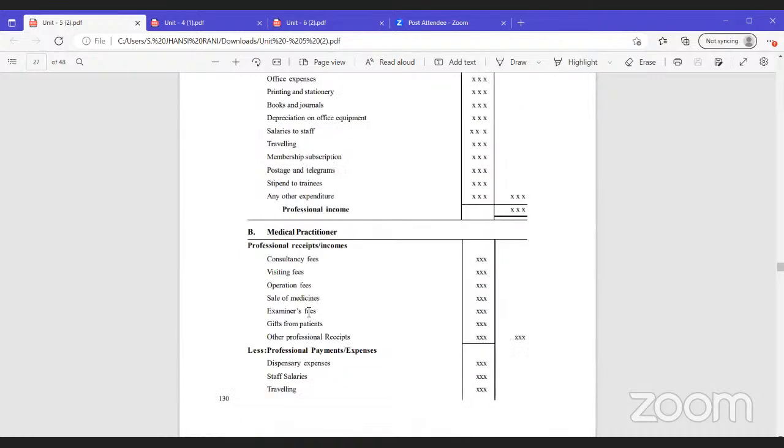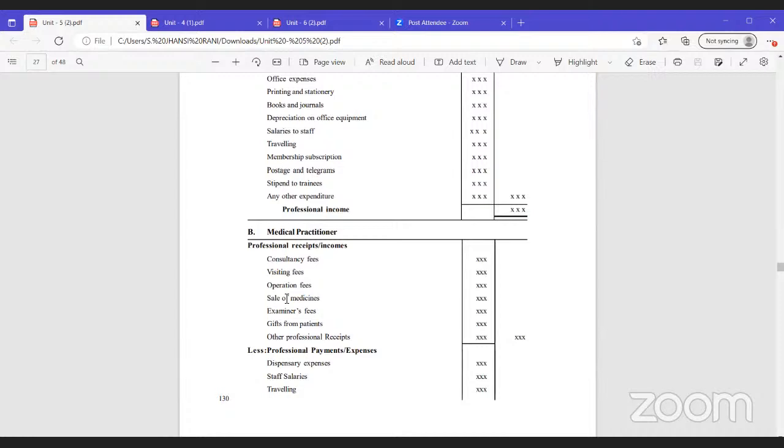You can just look at here. Operation fees, sale of medicines. Sometimes whenever patients come, if you see the small clinics or dispensaries, you will find, because when we were children, the doctor used to give, whenever you go, if it was fever, some tablets to us, morning, afternoon, and night. So from where does he get that? That is also by selling medicines to the patients.